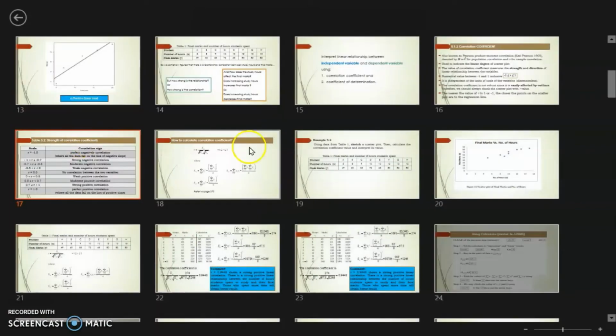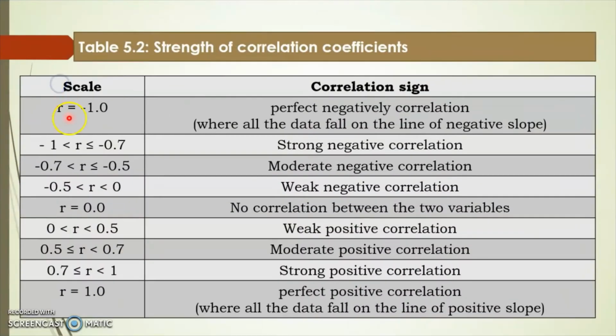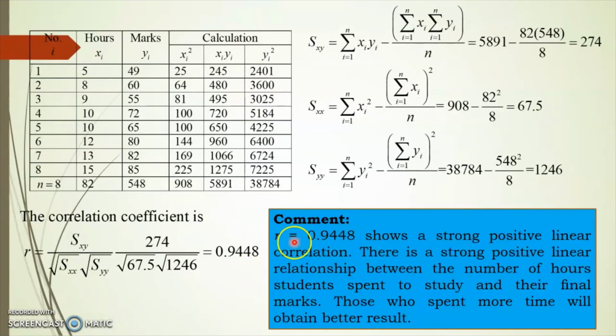Positive 0.9448. So positive is on this side, and 0.9448 is in between this range. So the linear relationship is a strong positive correlation. Meaning that we can interpret that 0.9448 shows a strong positive linear correlation. There is a strong positive linear relationship between the number of hours students spend to study and their final marks. Those who spend more time will obtain better results.